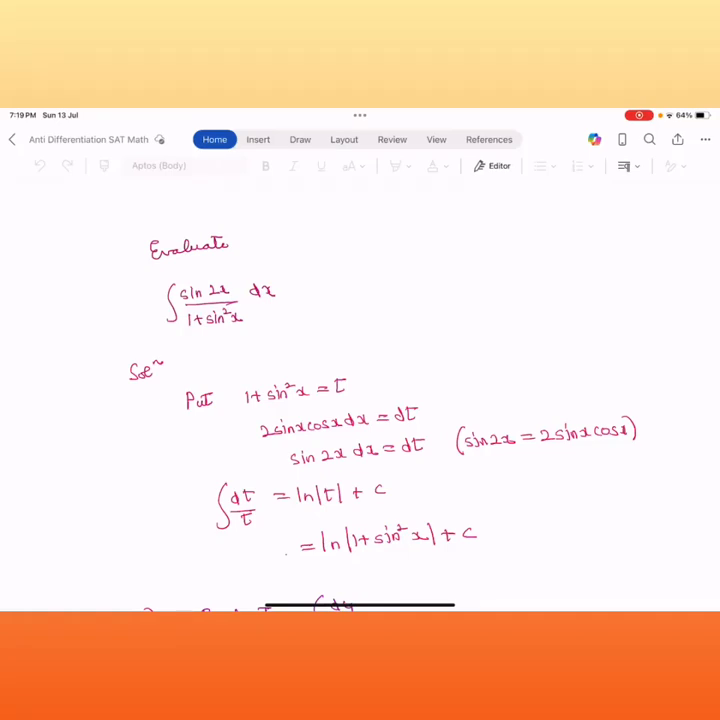Welcome to this session on anti-differentiation integration problems. These are useful in AP Calculus. So we will be illustrating a few problems today. Let's start with problem 1.